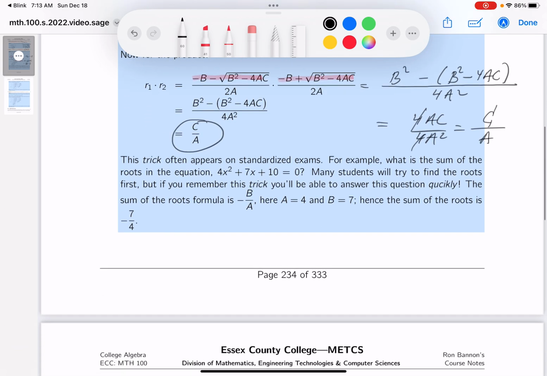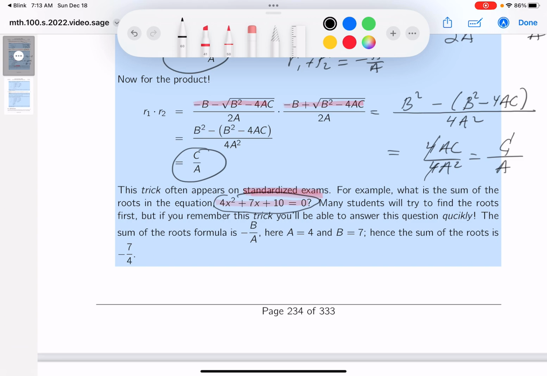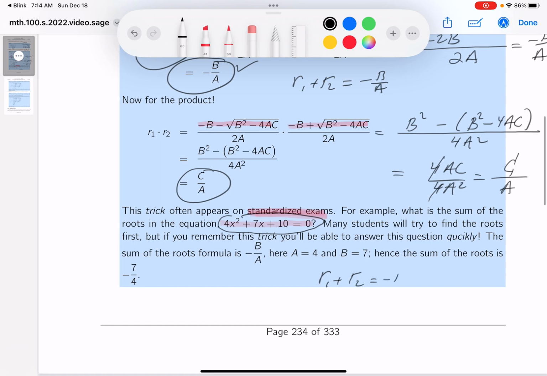Okay, this trick often appears on standardized tests, and be aware of that. For example, they might say, you know, what's the sum of the roots of this over here? Well, the bottom line, if you knew the trick, and again, the trick is the sum of the roots r1 plus r2 is basically pretty easy to do. We just use the formula, so minus b over a. Looking at this thing over here, the b is 7 and the a is 4. What do you get there? You get minus 7 quarters.